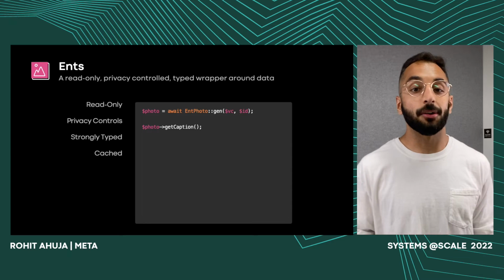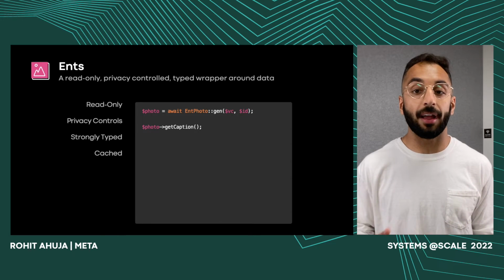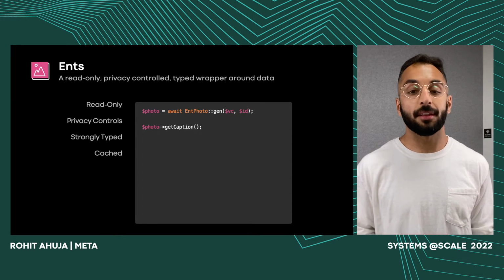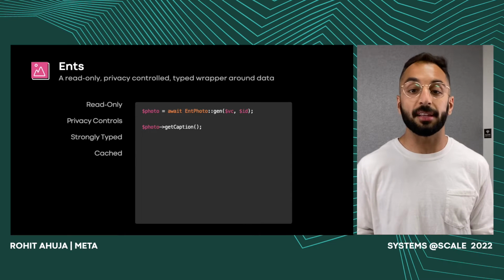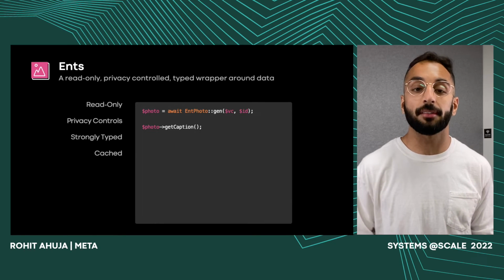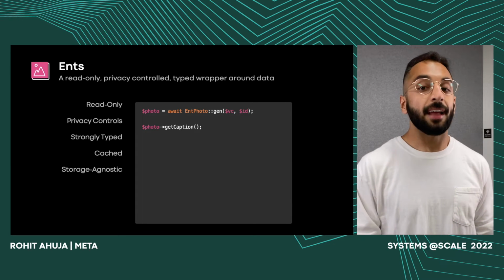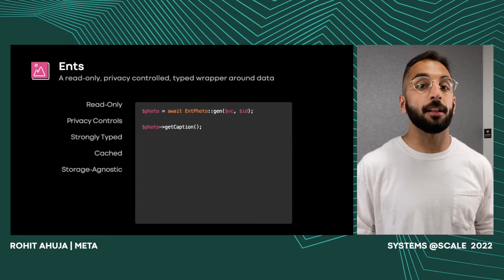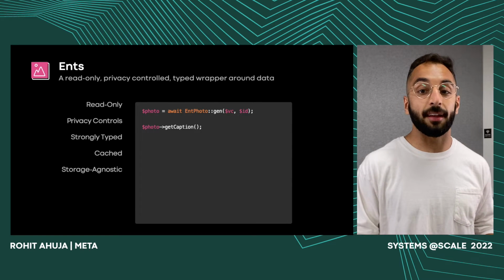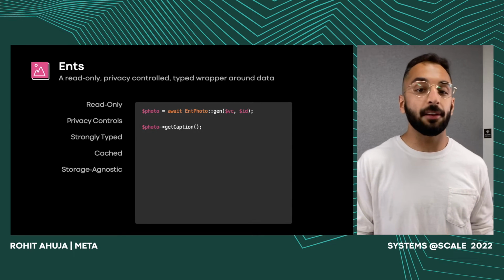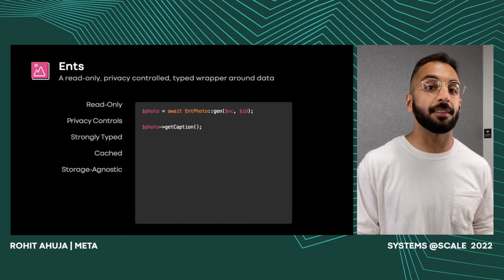And to optimize for loads, Ents are cached per viewer and ID. We have to be careful with this, so we'll clear caches completely anytime there's a write during a request. And finally, Ents are storage agnostic. The Ent APIs impose a graph-like data model on top of a variety of data stores like Tau, MySQL, key value stores, blob stores, counting services, and so on.